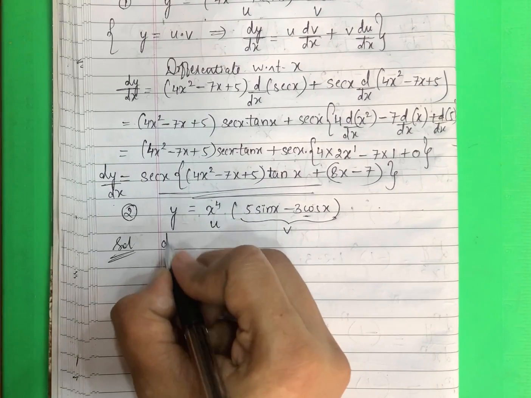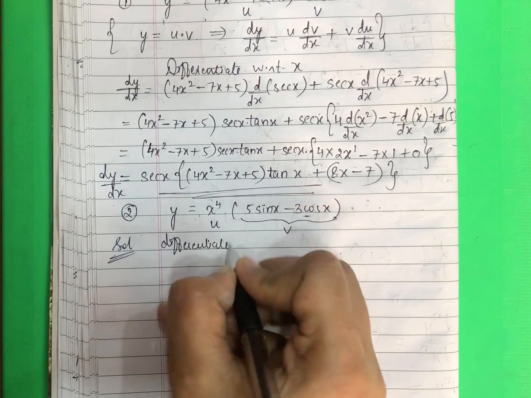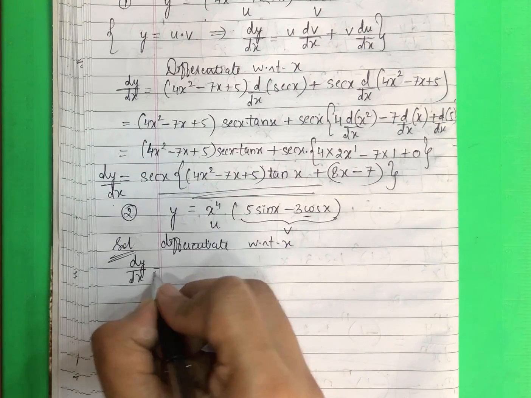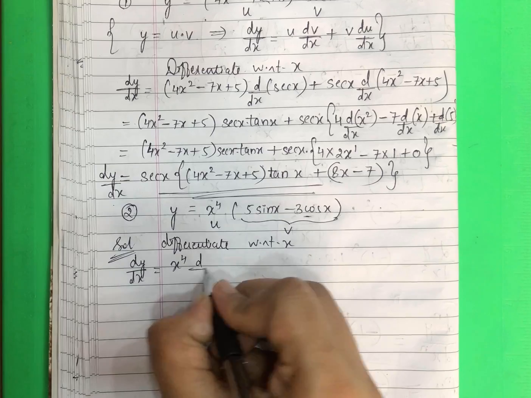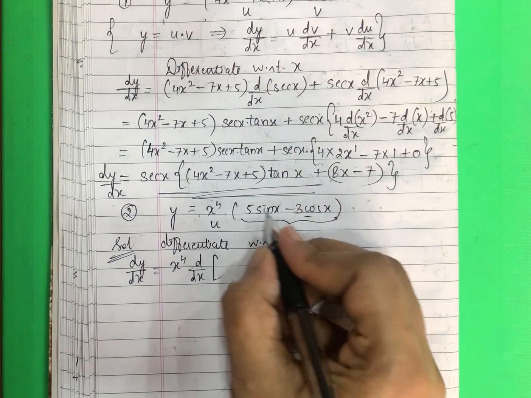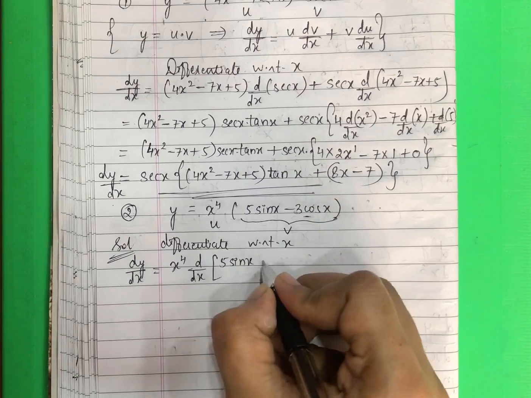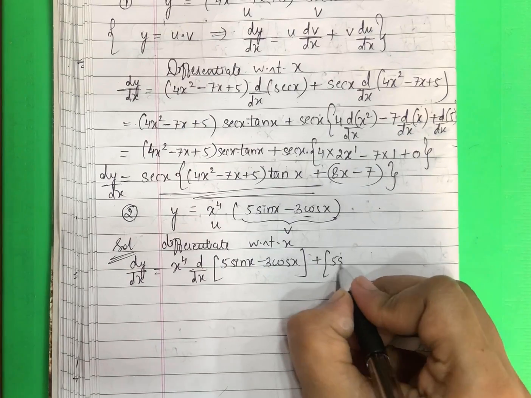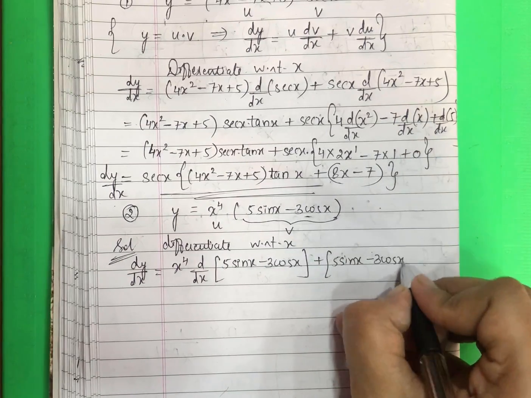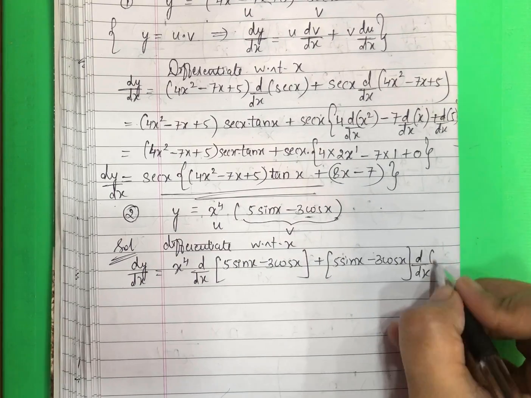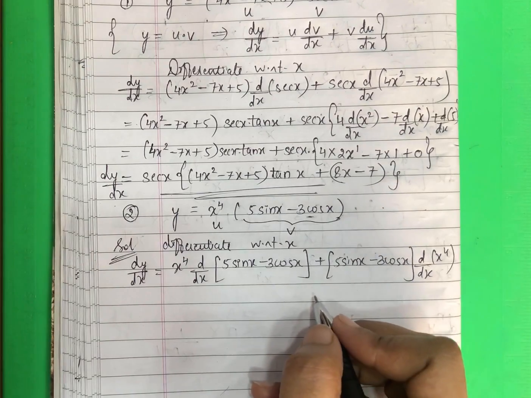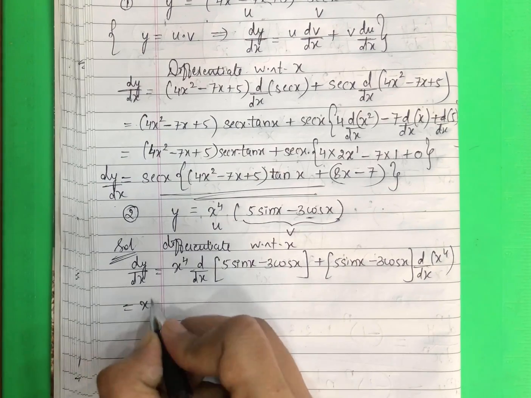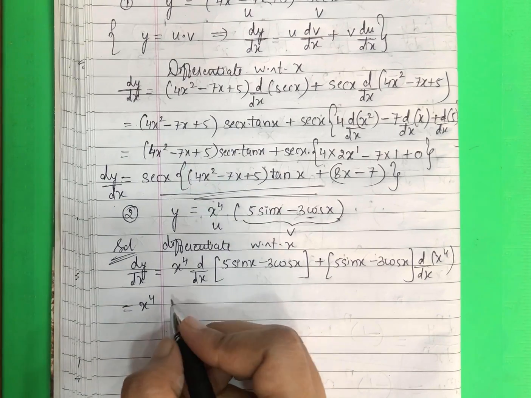So solution is differentiate with respect to x. So dy/dx is equal to, first x⁴ d/dx of, we can write in the bracket, (5 sin x − 3 cos x), bracket close, plus (5 sin x − 3 cos x) into d/dx of x⁴. We are writing this by using the formula y is equal to u · v, that is the product rule. Now need to differentiate this x⁴.